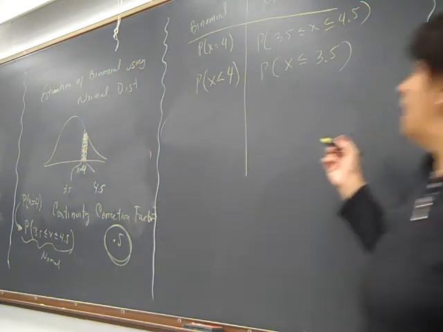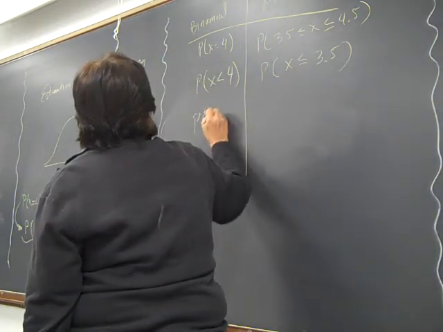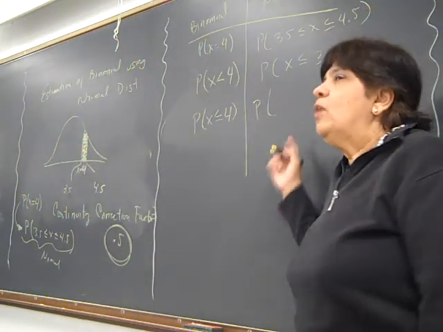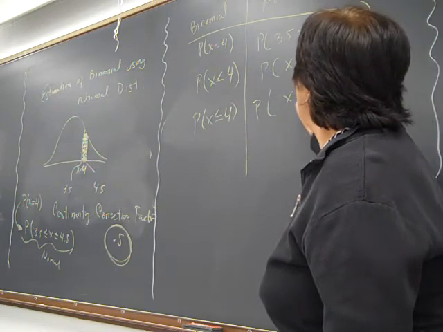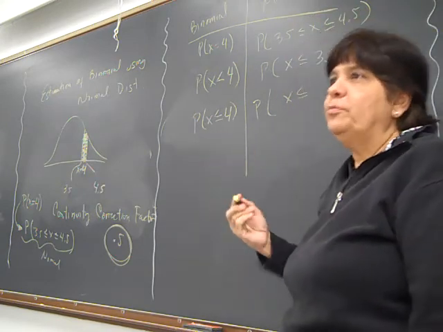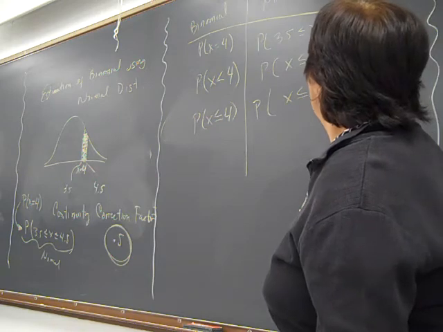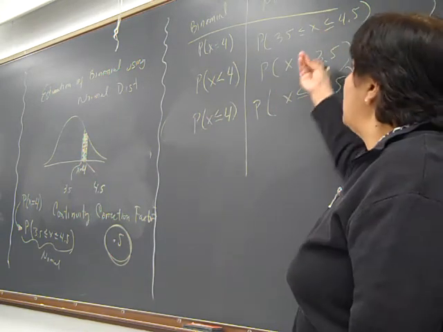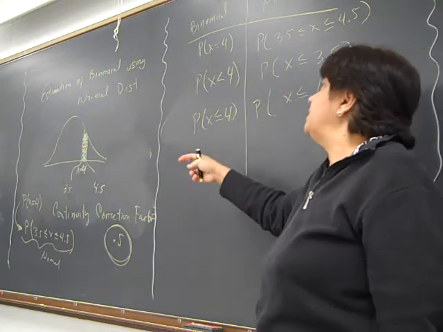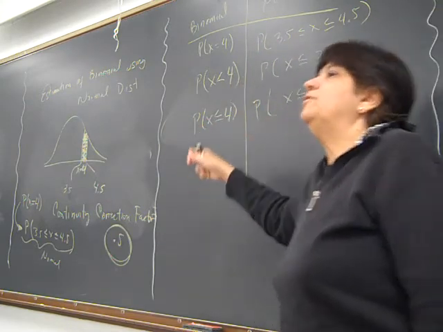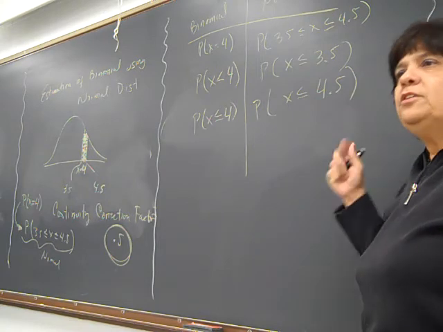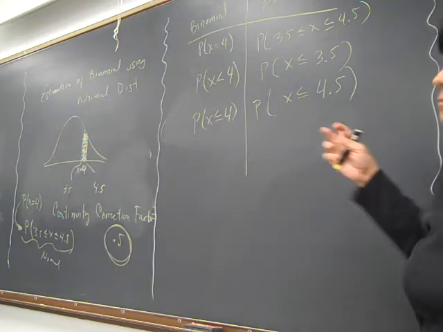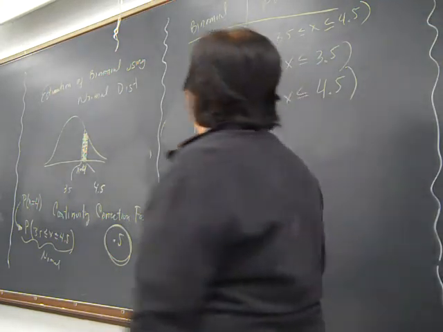What if the probability that x is less or equal than 4? Then in the normal distribution, I have to know what is the probability that x is less or equal than what? The 4 has to be included, so 4.5. Every time that I try to estimate the binomial distribution using the normal distribution, we have to use the continuity correction factor, that is 0.5.